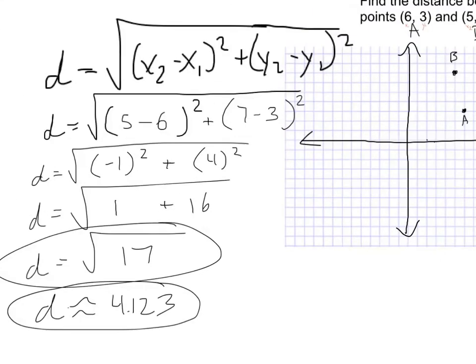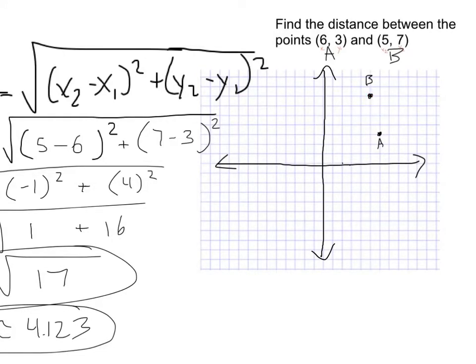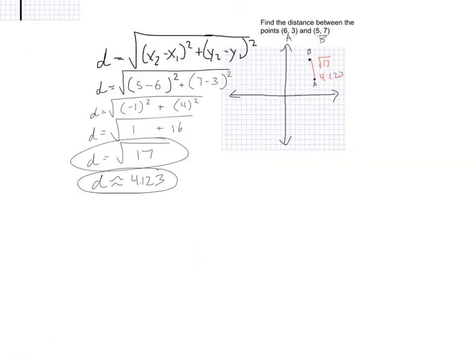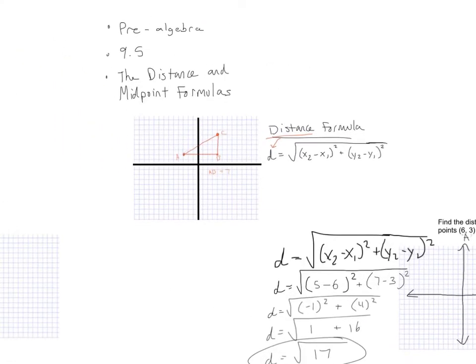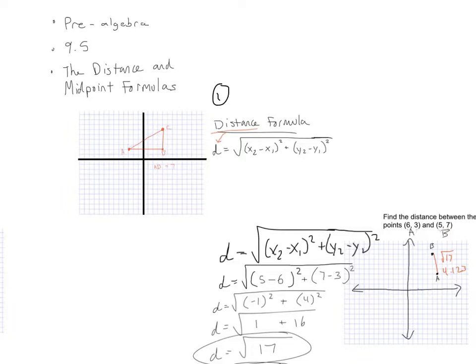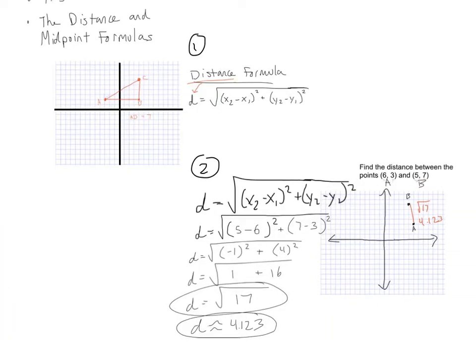So what does that mean? It means that the distance between A and B is the square root of 17 units long, or approximately 4.123 units long. And as always, I'm really bad at numbering these. This was item number 1, the problem we just did was item number 2. Let's move on to item number 3.